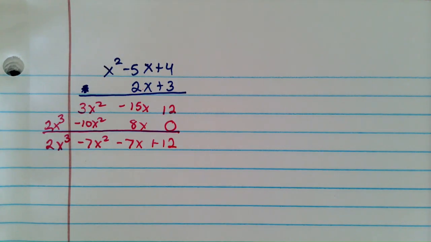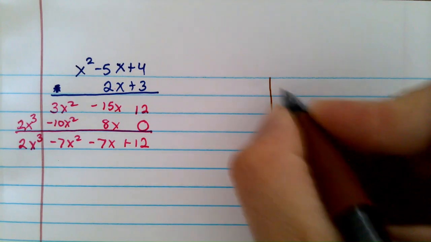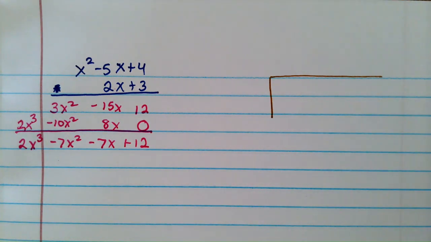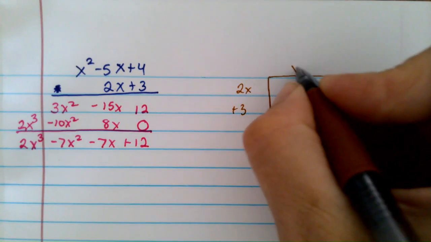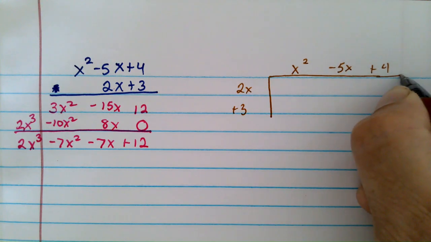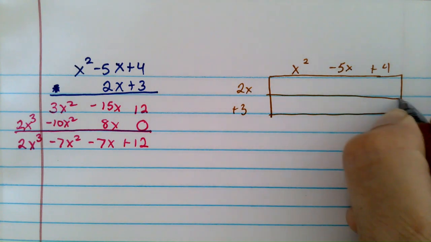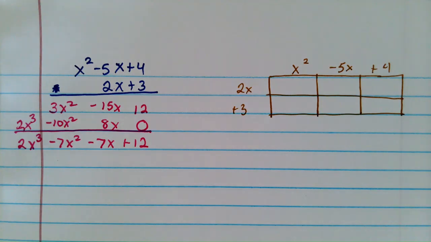The way I have my Algebra 2 students do it is more kind of using a Punnett square idea. Because it's a binomial times a trinomial, I do a 2 by 3 box. I don't care whether it's 2 by 3 or 3 by 2. 2x plus 3, x squared minus 5x plus 4. And there are now 6 boxes, so we have to fill all 6 of those in.